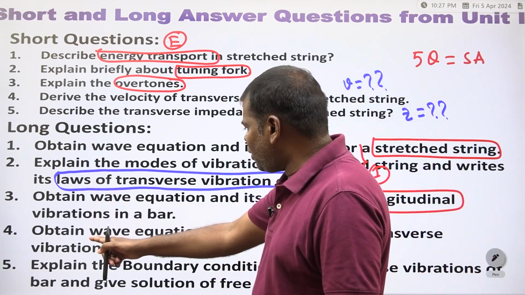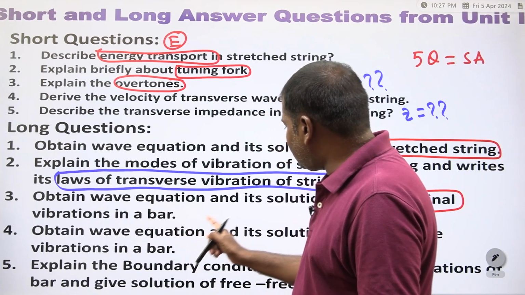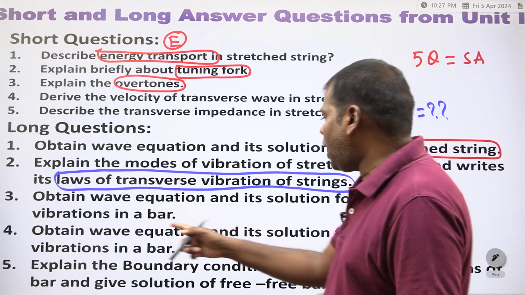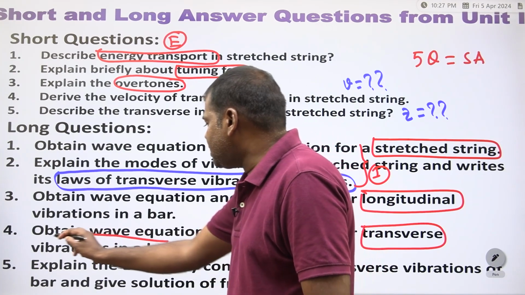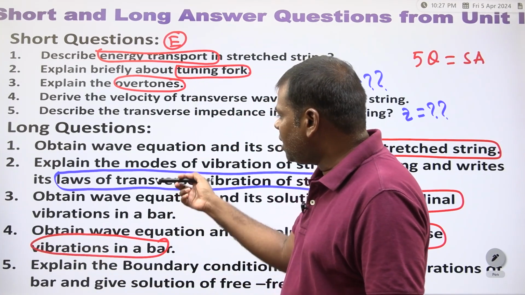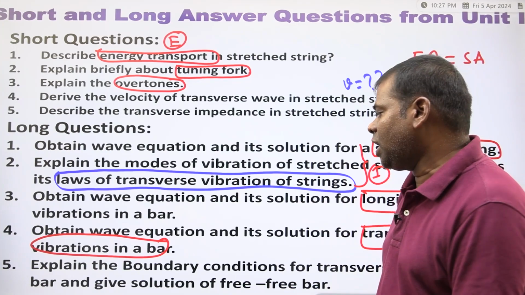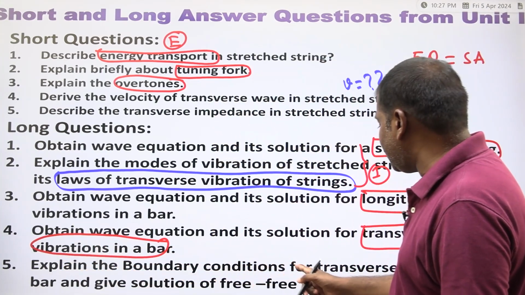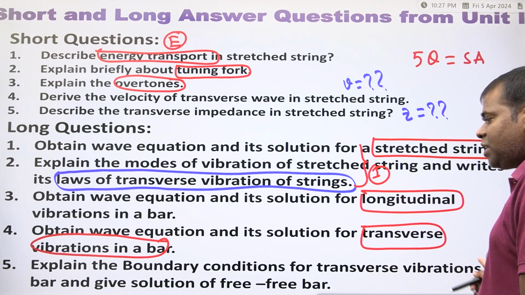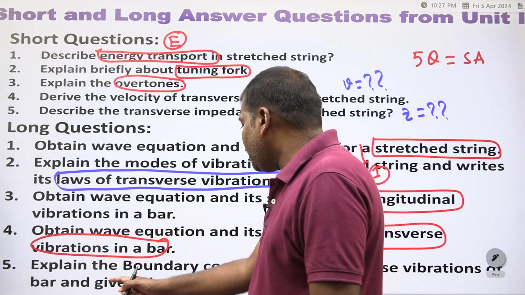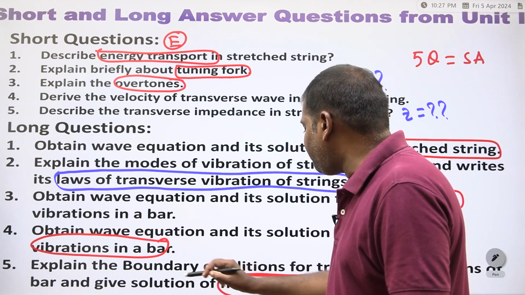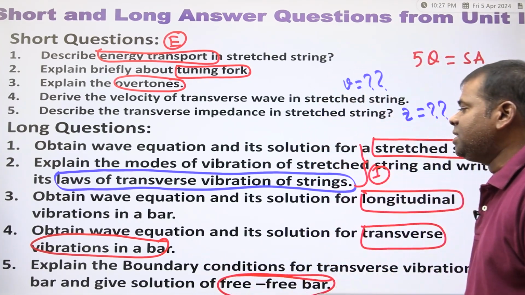Next, the same question you have to see. Obtain the wave equation and its solution for transverse vibrations of a bar. This is the transverse vibration. The third one is longitudinal vibration. Clear? The fifth one: explain the boundary conditions for transverse vibrations of a bar and give its solution for a free bar. One condition I am giving.